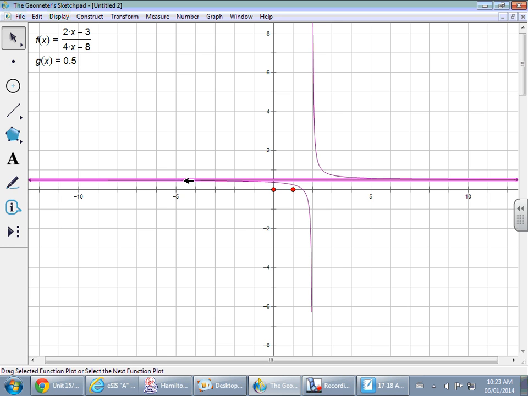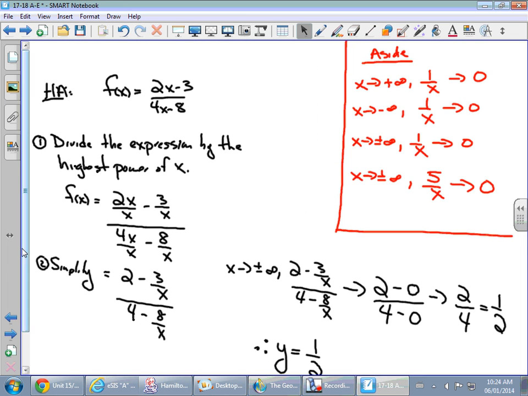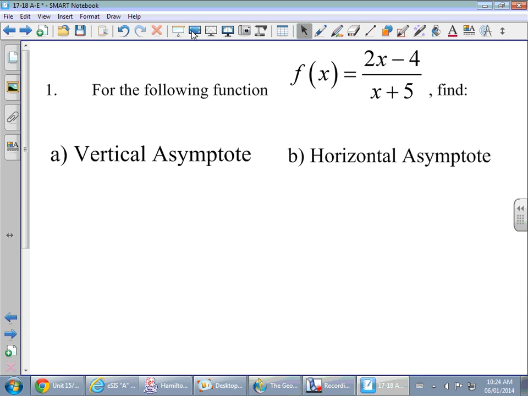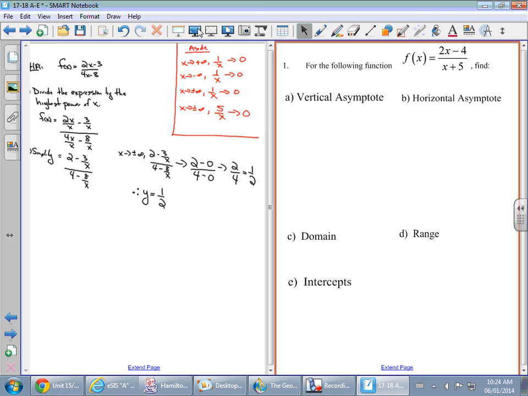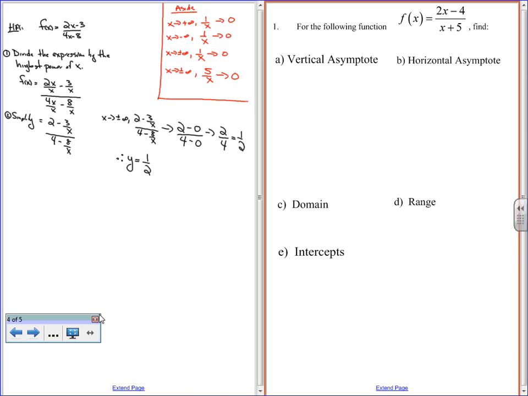Okay, so now we found the horizontal asymptote algebraically. We found the vertical asymptote algebraically. We figured out where the function was going on the left and the right-hand side of the vertical asymptote. We're going to use all this information to answer questions like this. Okay, so like I said before, this will be very similar to your test questions. The only difference is that the numbers in the expression are going to change. That's the only difference.